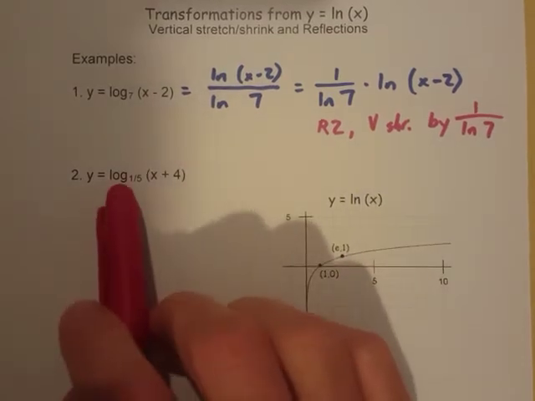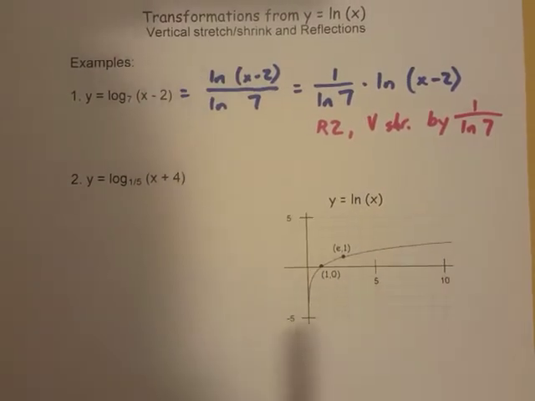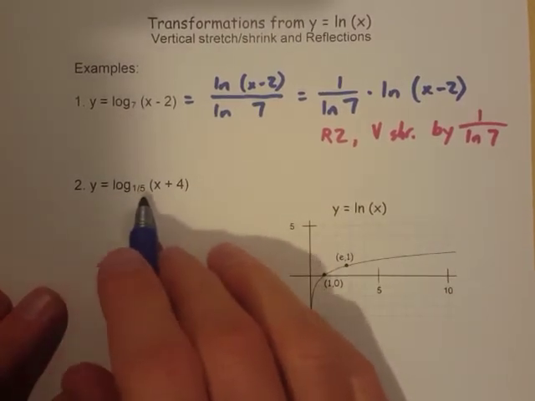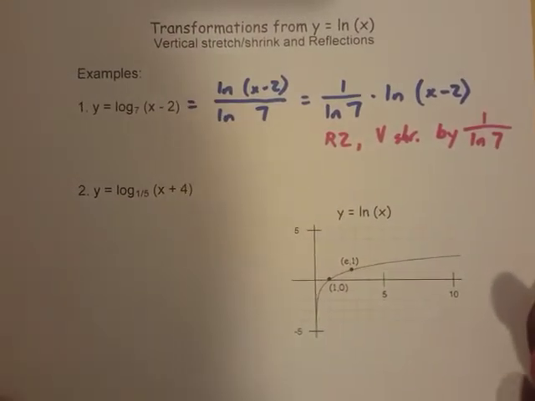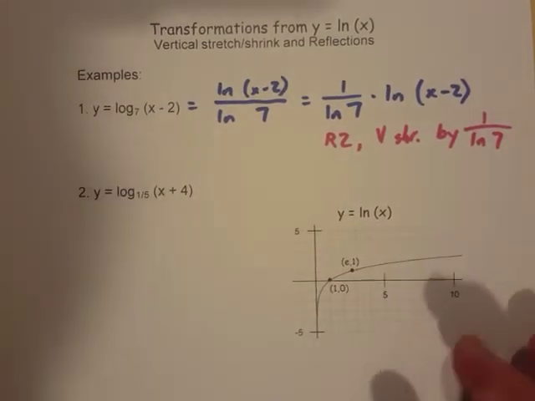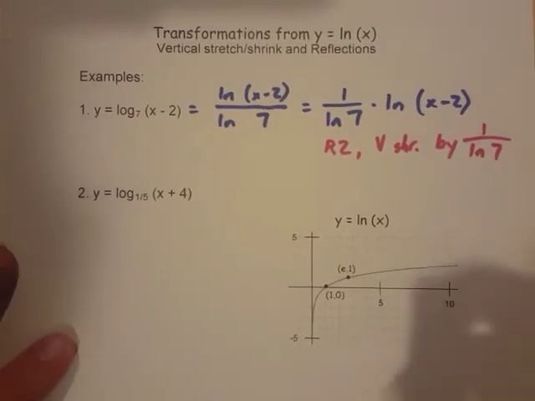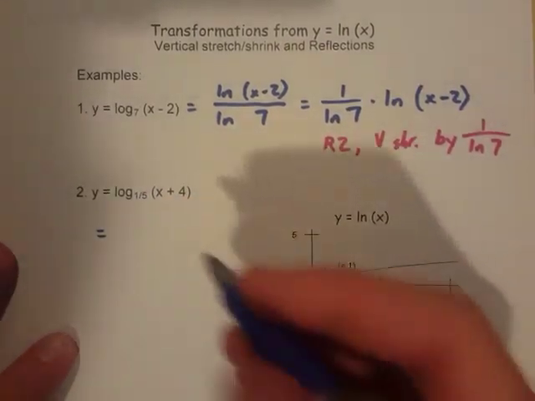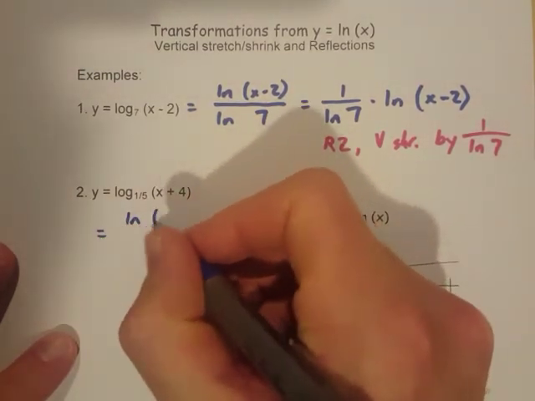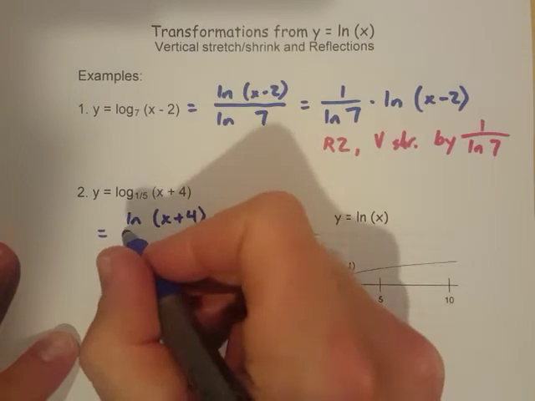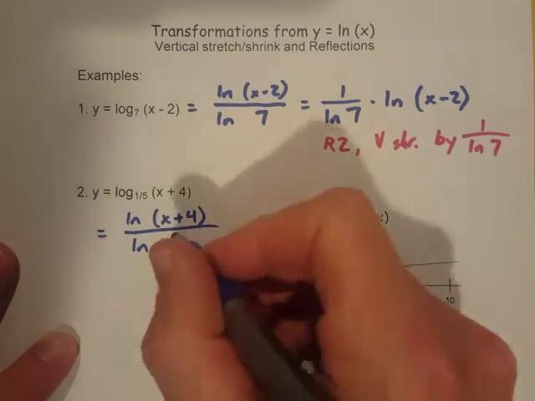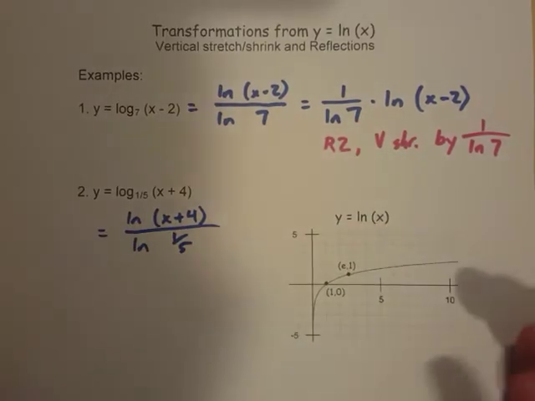So we're going to be doing that same thing down here as well. Let's take a look at that one. It says that we have a little bit different situation now. For the second example, we have log base 1/5 of x plus 4. And that 1/5 is something that we actually looked at in one of the last examples yesterday. So we're going to do the same formula, just the exact same start to this problem. We're going to go ln of x plus 4 over ln of 1/5.